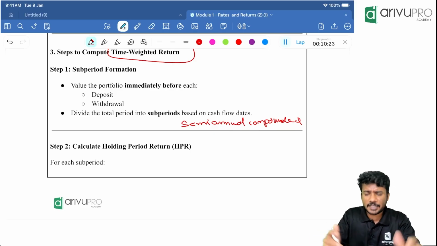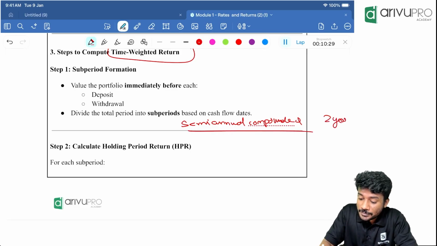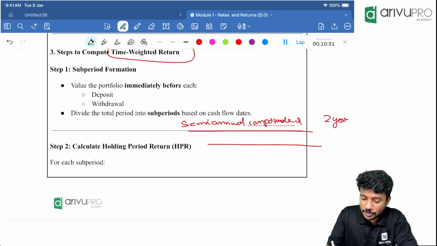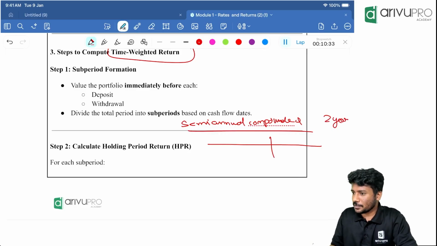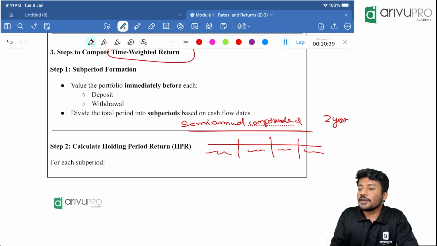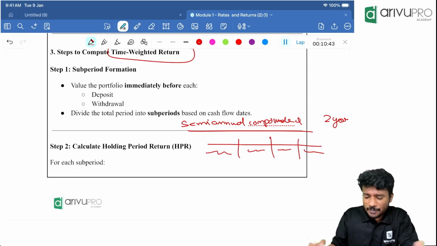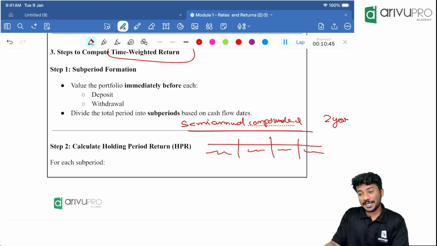So we will find how many periods are there in total. For example, I am telling semi-annual compounding for 2 years. That means how many periods are there in total? 2 years are there in total. Each year is divided into 2 parts. So in total, how many parts are there? 1, 2, 3, 4 parts are there. That is the importance of this. So in time weighted, we are going to check the sub periods also.